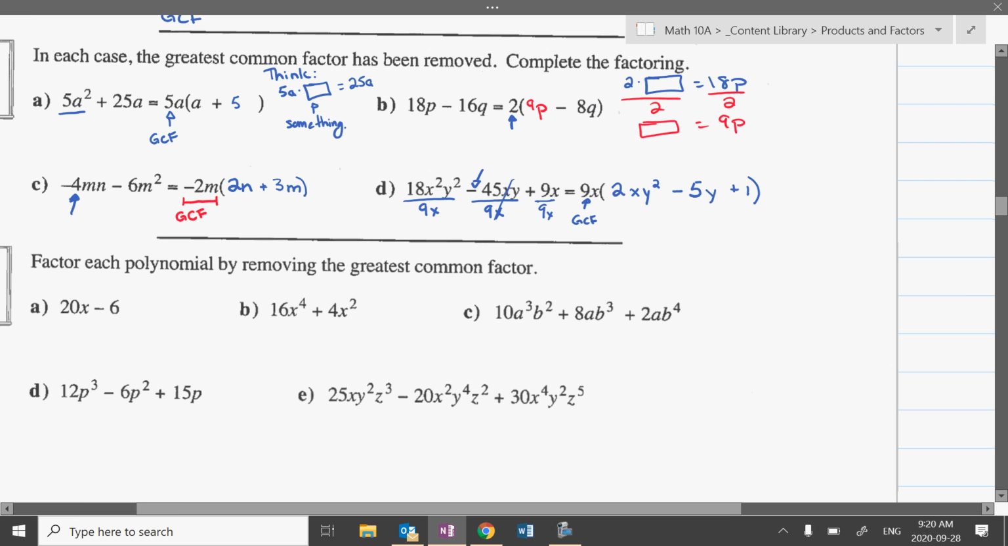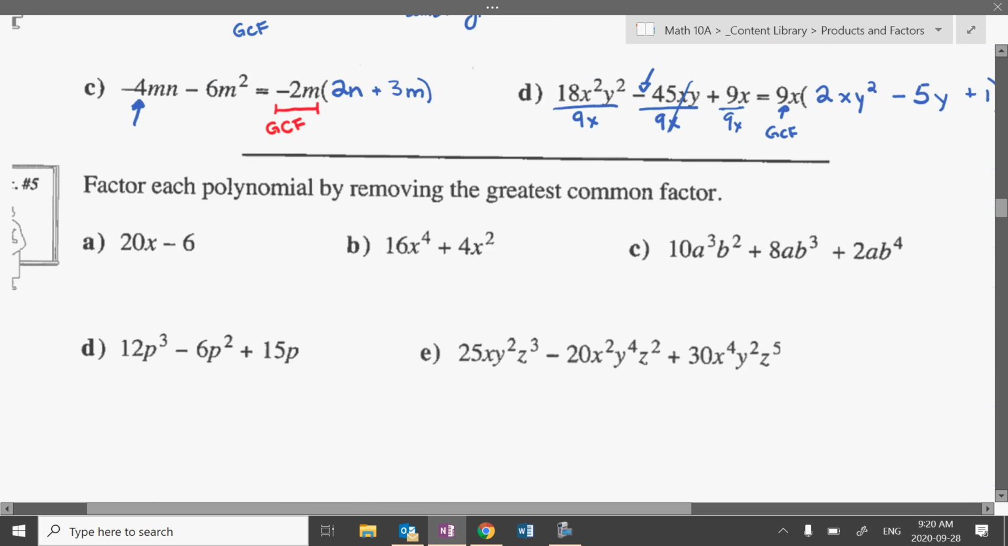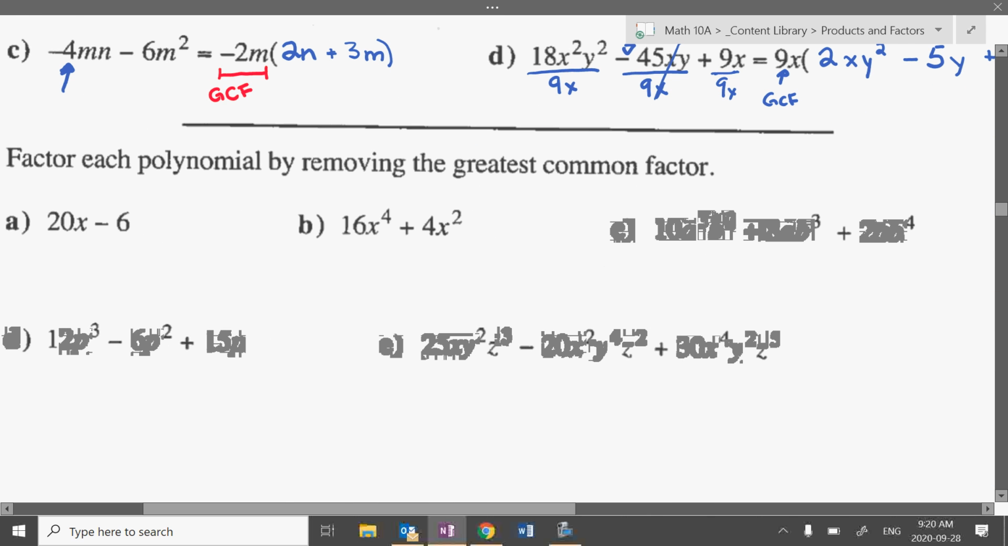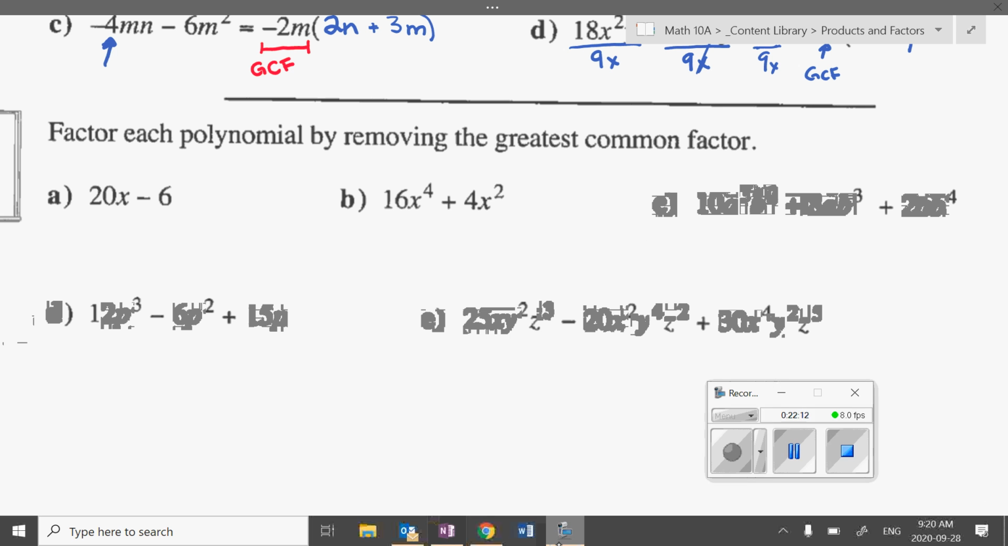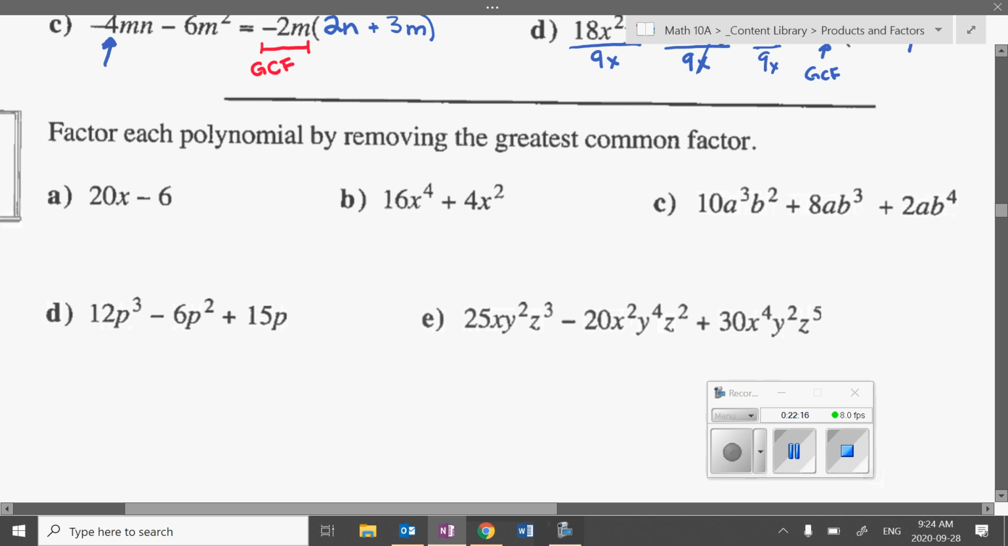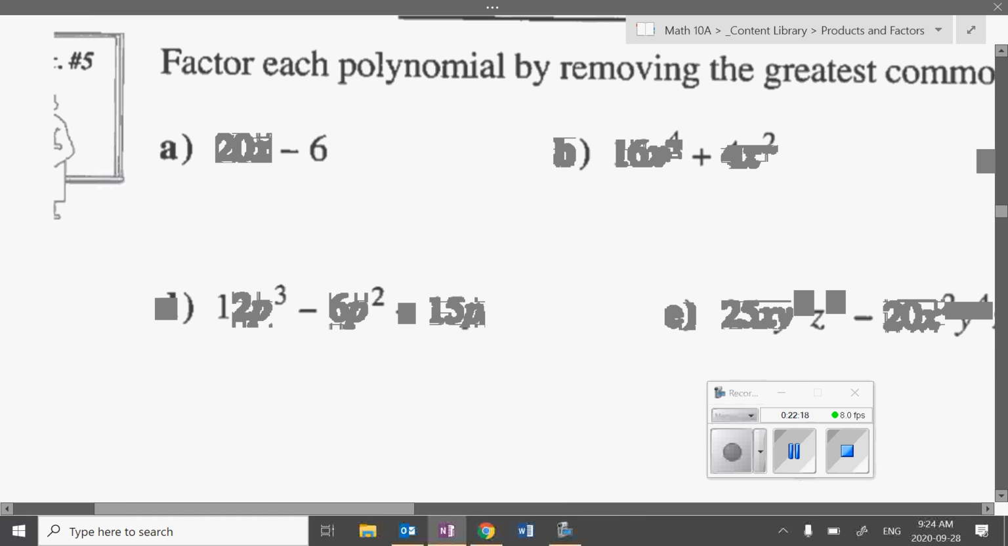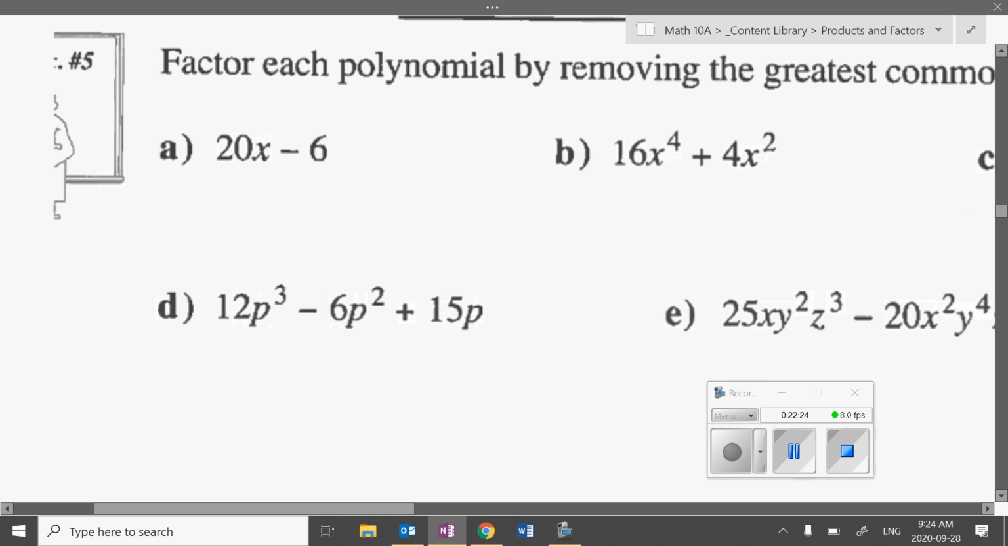Okay, I'm going to give you a few minutes. I want you to try A, B, and C on your own. I'm going to start, but if you're still going, you can just keep going. 20x minus 6, the biggest number that goes into both of those is just 2. So when I write my factored form, I'm going to factor out that 2, which leaves me with 10x minus 3.